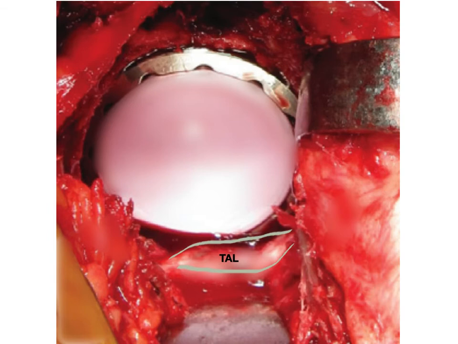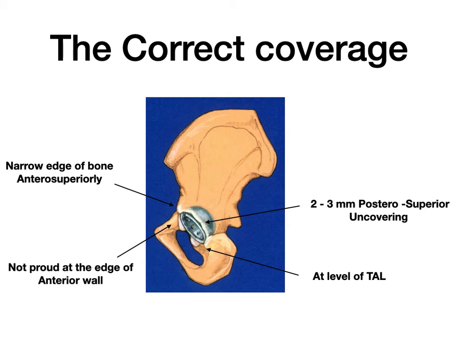So here if you look, my inferior edge is medial to the TAL, and this diagram from Larry Dorr is very informative. So if you look at correct coverage of the cup, it has to be at the level of the TAL. So if you see the TAL is here, the cup has just gone slightly medial to it. There has to be 2 to 3 millimeter uncovering if possible of the posterosuperior direction of the cup. There has to be a narrow edge of bone anterosuperiorly, and the cup should not overhang anteriorly. That means that the anterior wall can be seen.